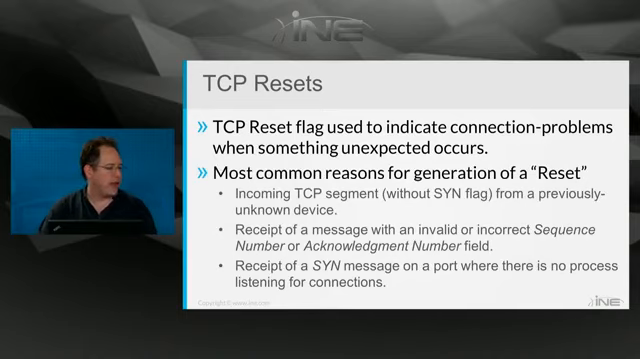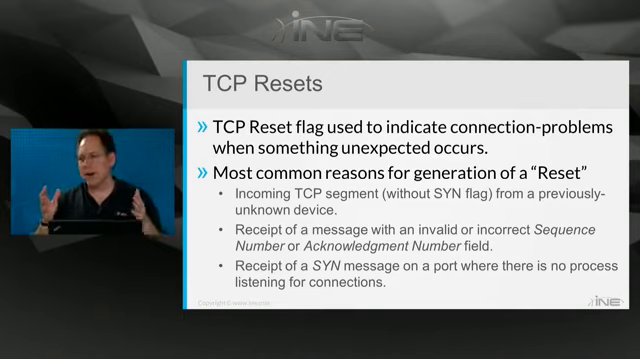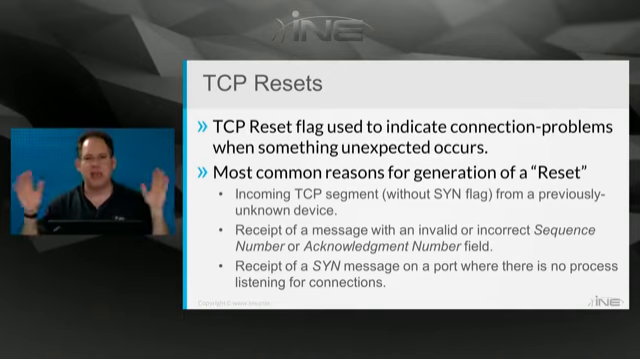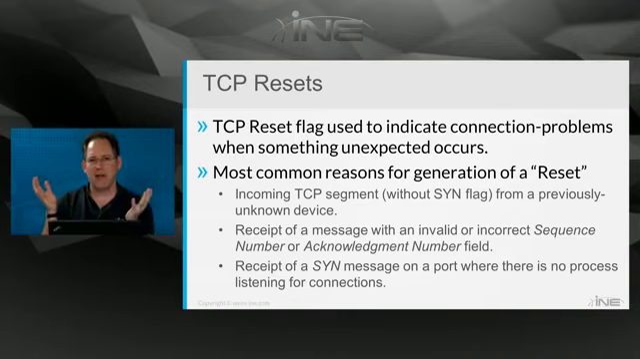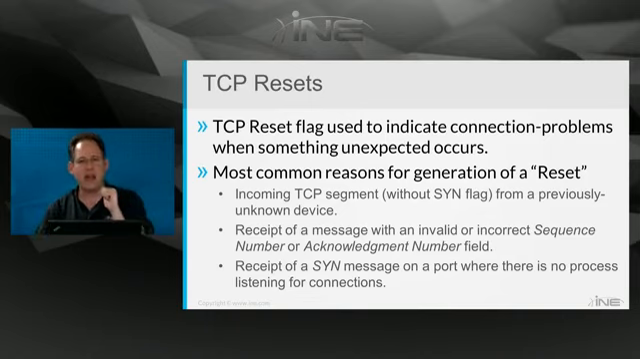These are probably the 3 most common reasons why you would see the reset flag being sent. First, an incoming TCP segment from a previously unknown device. In other words, as a web server, I might have 50 or 60 TCP connections going on right now, and all of a sudden in comes a TCP segment, and I say, wait a second, I don't have any transmission control block for that. I never created a transmission control block. I have no socket information for that incoming segment. I don't know who that is. So in that case, you would respond back with a TCP reset.